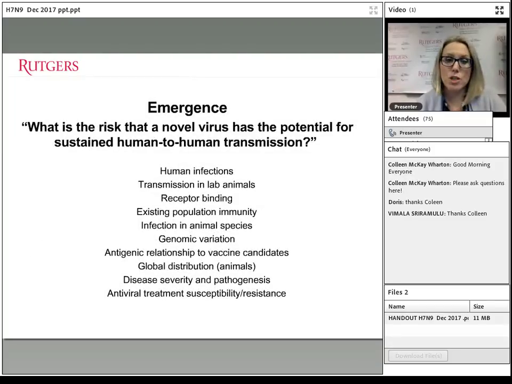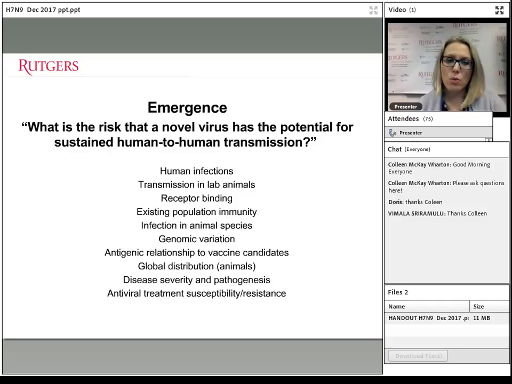So the first scenario is emergence. What is the risk that this novel virus has the potential for sustained human-to-human transmission? I'm not going to read over the list, but you can see this is how the CDC ranks the previous 10 evaluation categories. Based on the number scored across these categories, we'll give them a number at the end, and I'll show you a chart in a second.